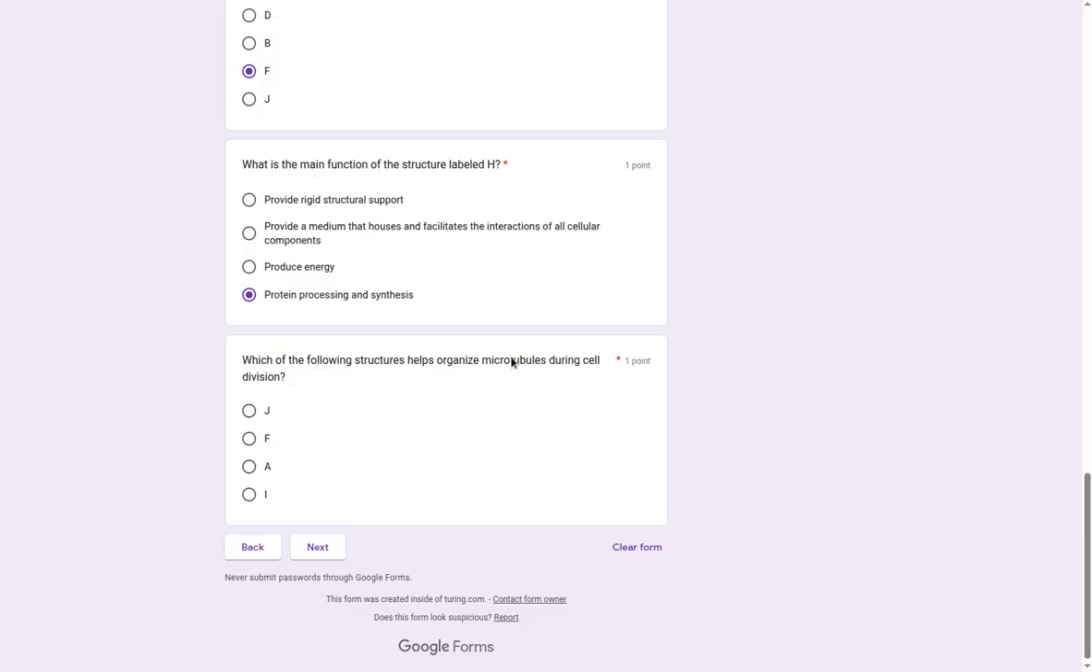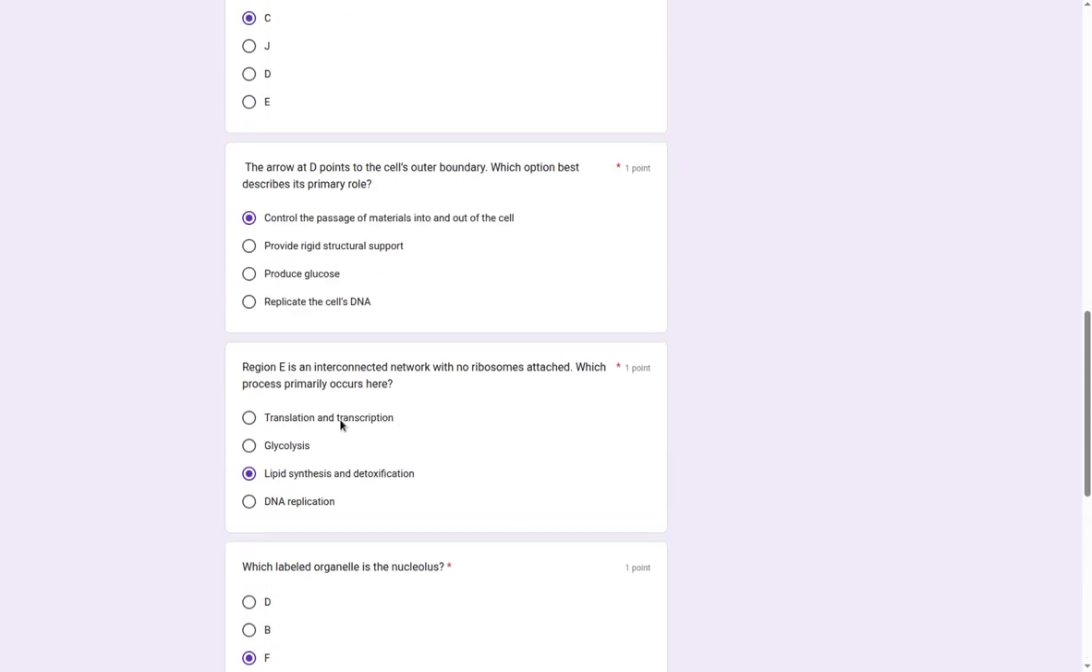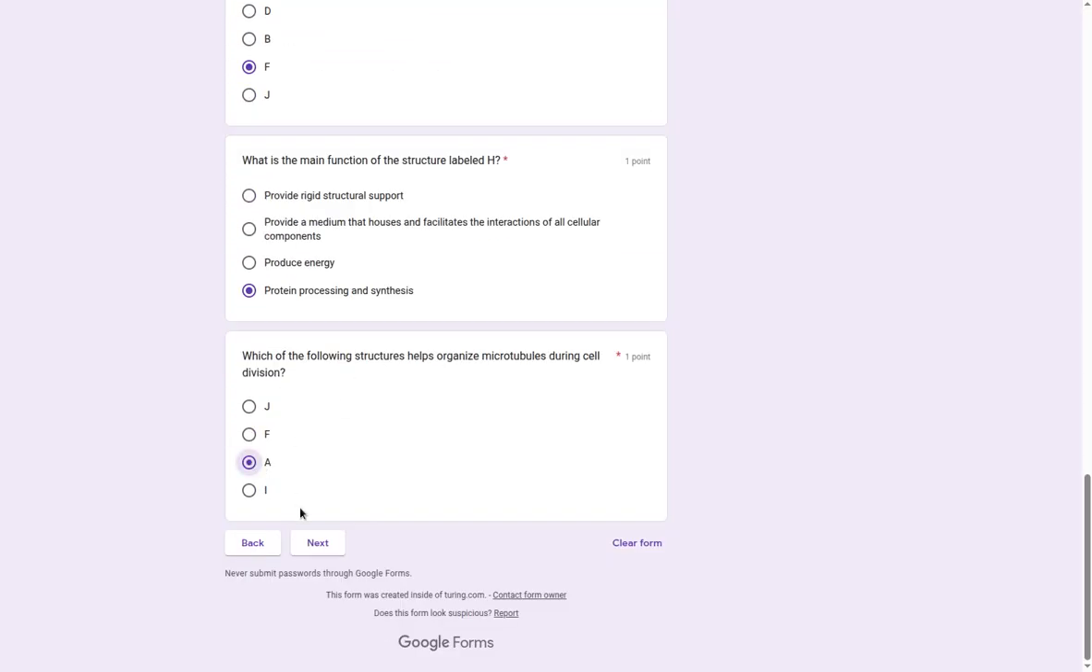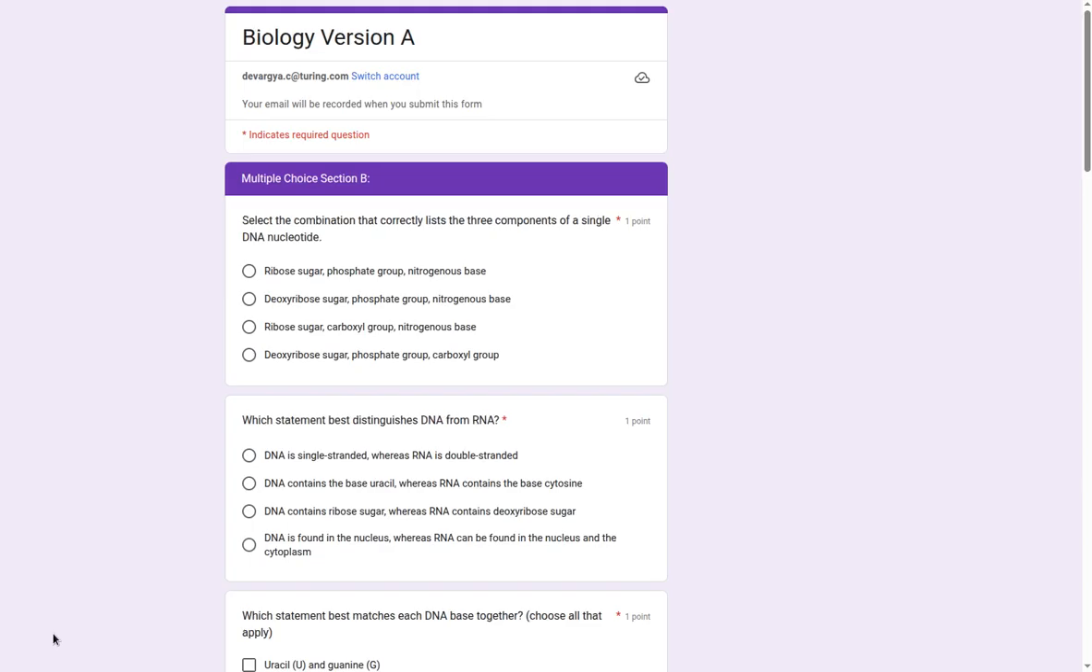Which of the following structures helps organize microtubules during cell division? Microtubules during cell division. Okay. Is this the centrosome? I have no idea. I'm doing A maybe. Okay, select the combination that correctly lists the three components of a single DNA nucleotide. Deoxyribose sugar.